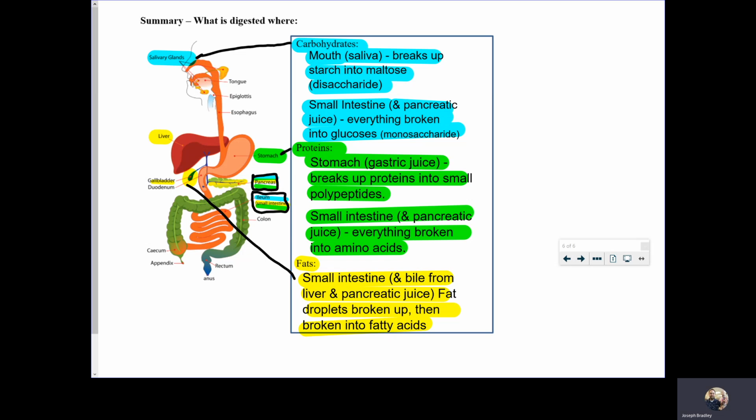So again, all of them use the pancreas and the small intestine. But the ones that are unique are the mouth for the carbohydrates, and proteins being broken down in your stomach.